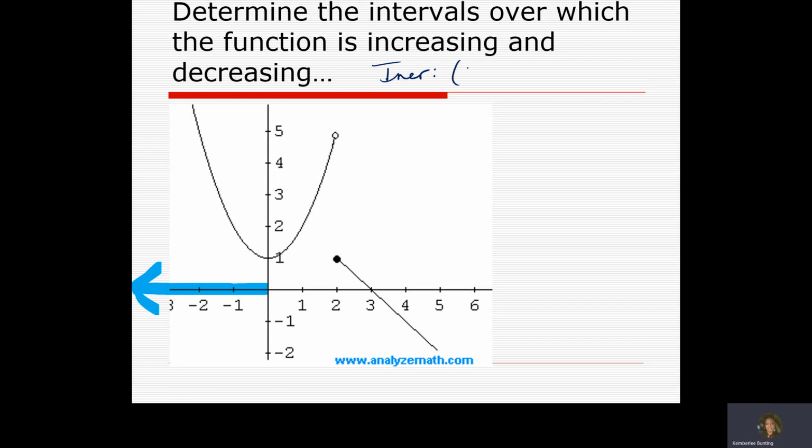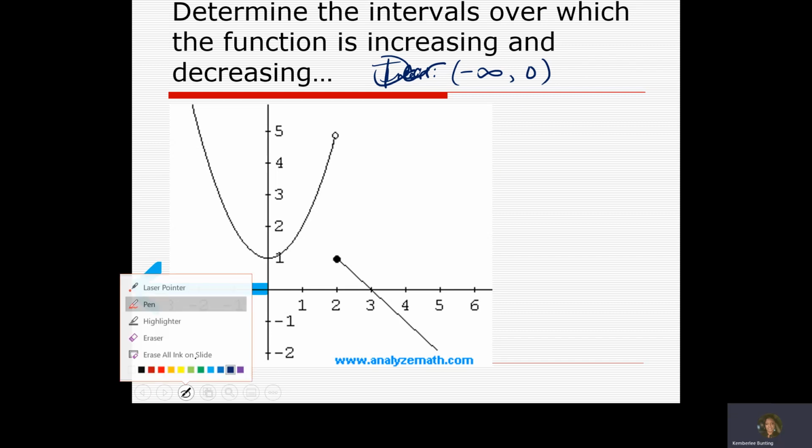Increasing from negative infinity. I'm sorry, decreasing. Did it again. Decreasing from negative infinity all the way to 0. Tyler, do you understand what I'm saying now? Only focus on the x-axis. I mean, not Tyler, Skylar. I say I'm sorry.